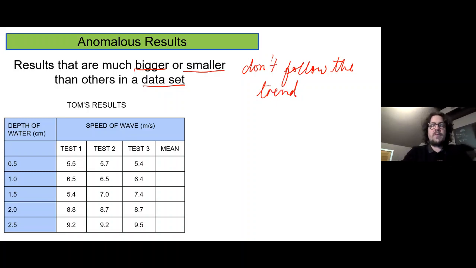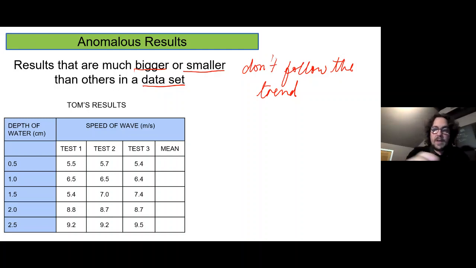More on that in just a moment. But if we actually look at our data table down the bottom here, I'll ask you for a moment to see if you can find an anomalous result. Can you see an anomalous result in that table? Something that doesn't fit the pattern or the trend, or something that's much bigger or smaller than other data in that set.